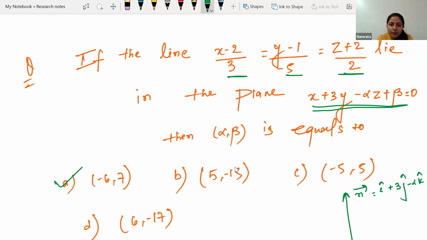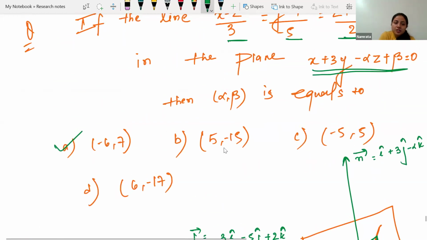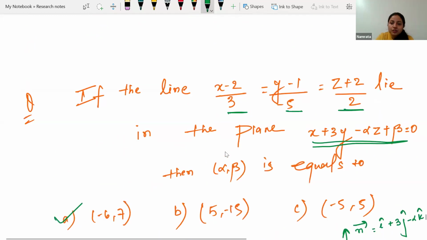How will we be checking for beta? Any idea? If suppose a minus were there here also, then definitely we would go for checking beta also. So what are we supposed to do for that?